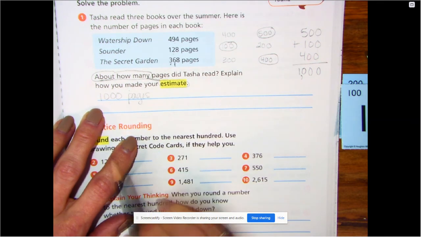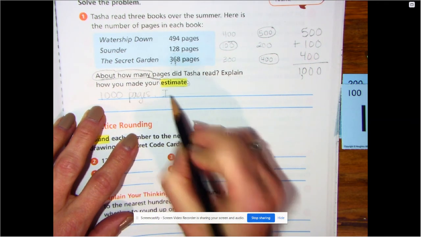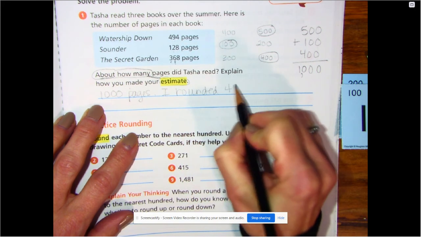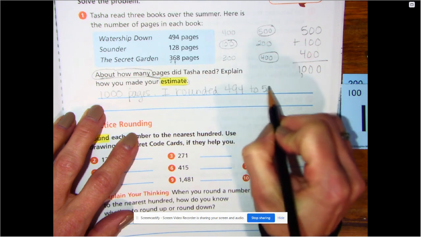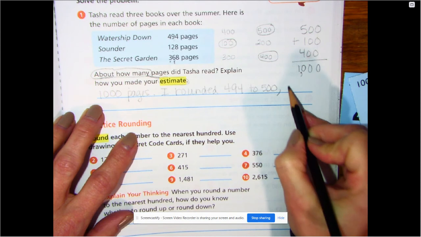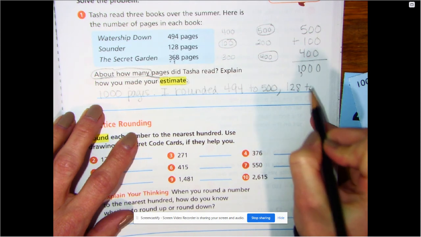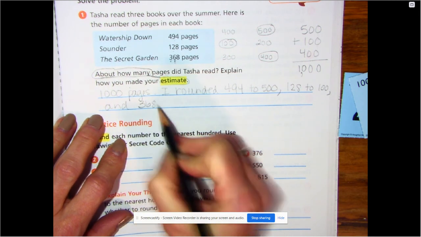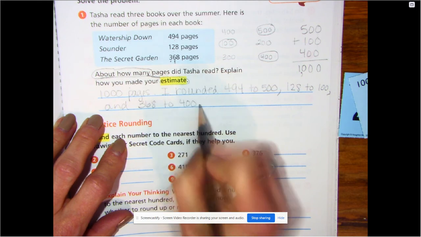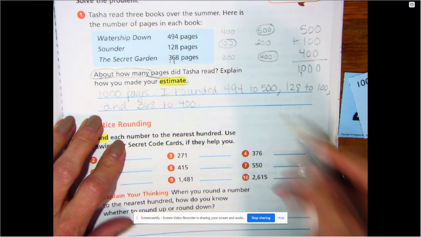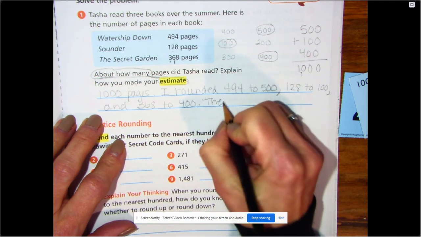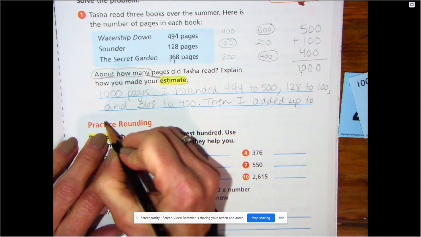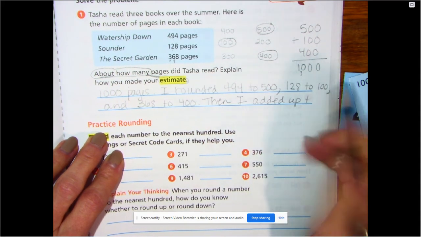And then it says to explain. Okay, so you're going to write down, I rounded 494 to 500. That's what we did here. 128 to 100. And 368 to 400. Right? So you rounded. And then you added up those numbers. Then I added up the rounded numbers.